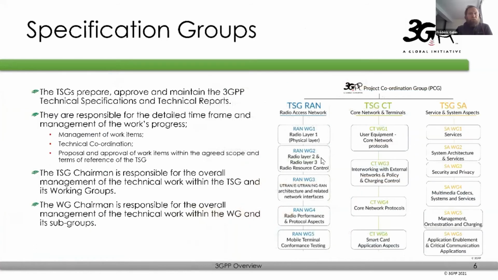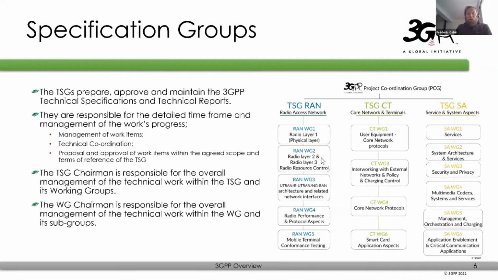3GPP is made of specification groups. There are mostly three silos. One is radio access network, which deals with radio layer 1, 2, 3, the architecture and network interface within the radio access network, as well as performance aspects and mobile terminal testing aspects. Then there's the core network and terminals, which deals with network protocols between the user equipment, that's the phone, and the network, and the core network, or within core network entities themselves, as well as interworking with external networks, and the smart card, SIM card aspects. Finally, the service and system aspects.